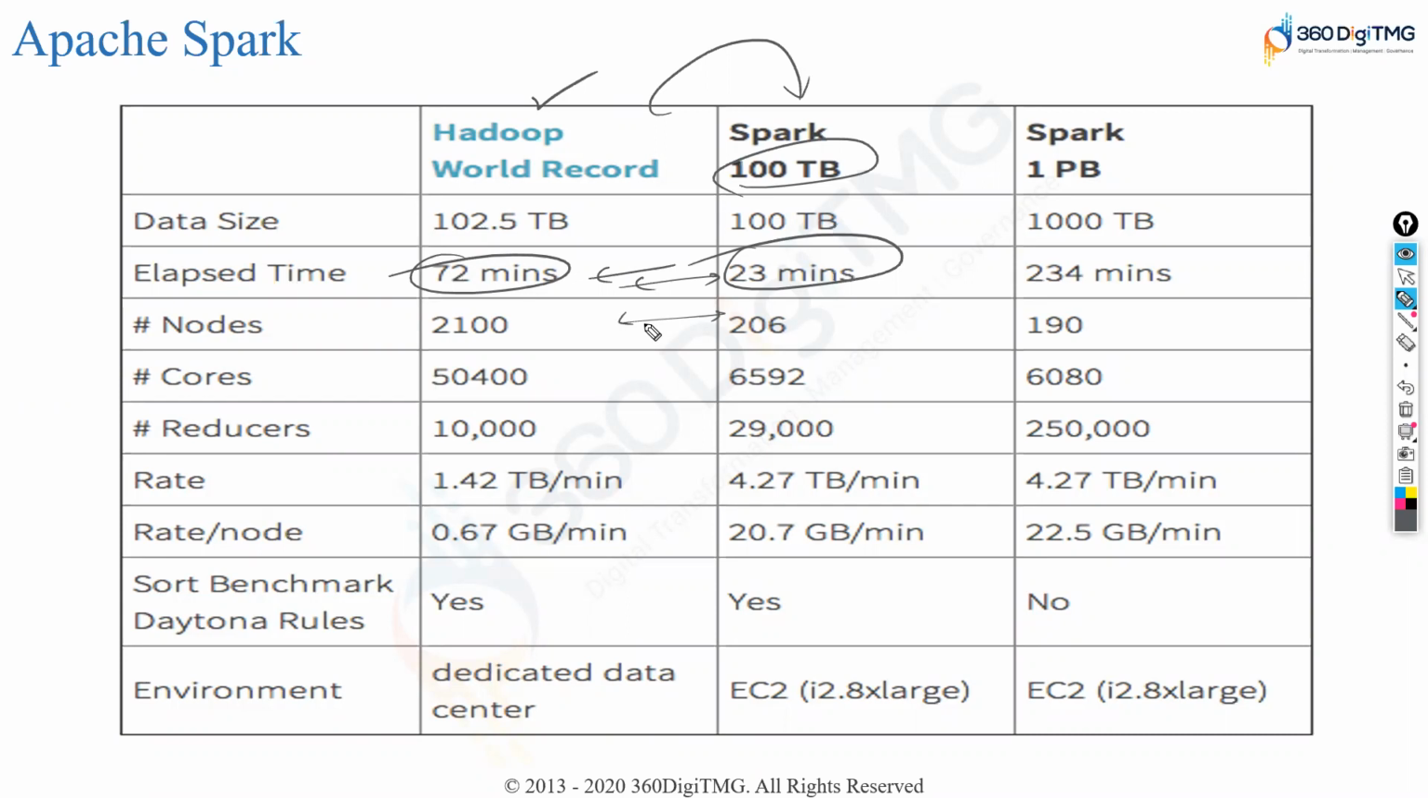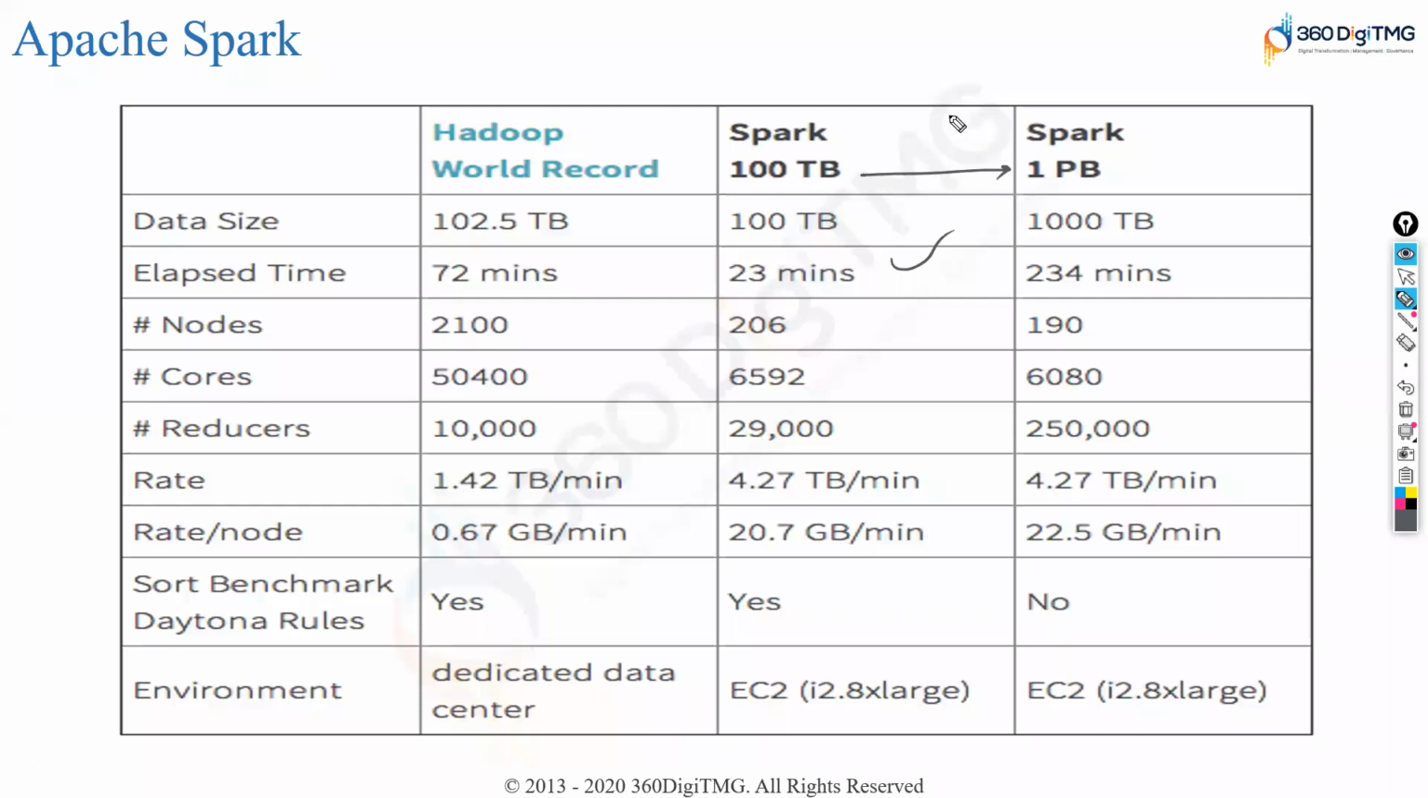Only 206 nodes are used, whereas in Hadoop, we use 2,100 nodes. It's a huge difference. So the world record has been beaten down like anything. And when the experiments were conducted, it was observed that Spark grows linearly with respect to the processing requirements. So this is the comparison of Hadoop and Spark.